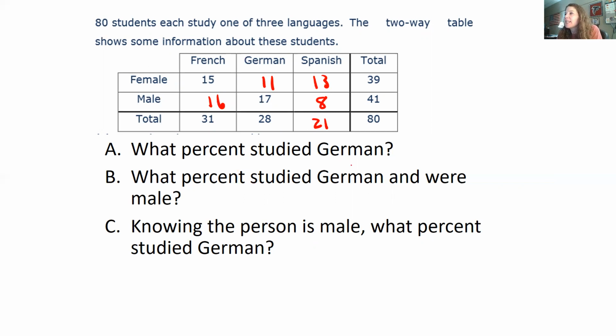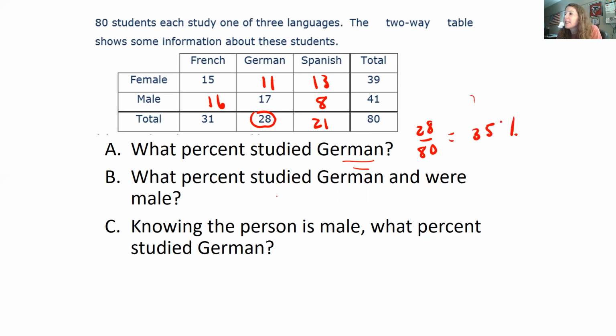All right, what percent studied German? Well, these are all students. What percent of all these students studied German? Well, 28 out of 80. So that's marginal, right? So 35% of them studied German.